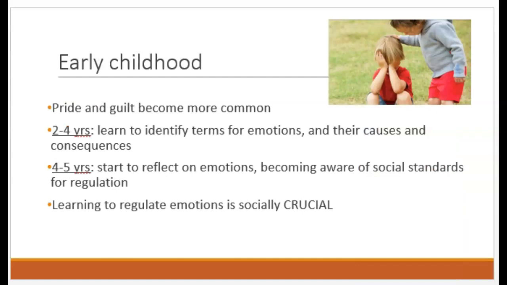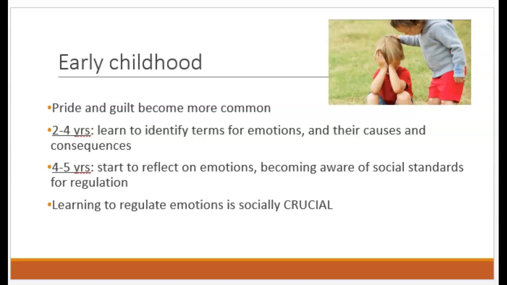Young children's range of emotions expands during early childhood as they increasingly experience self-conscious emotions such as pride, shame, and guilt. Between 2 and 4 years of age, children use an increasing number of terms to describe emotion and learn more about the causes and consequences of feelings. At 4 to 5 years old, children show an increased ability to reflect on emotions and understand that a single event can elicit different emotions in different people.